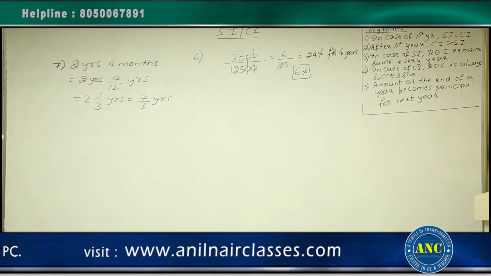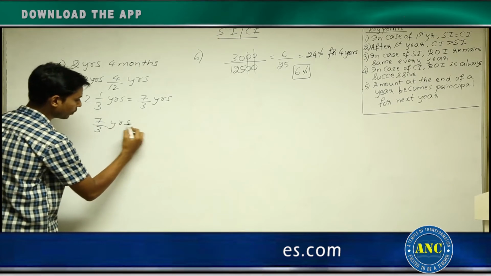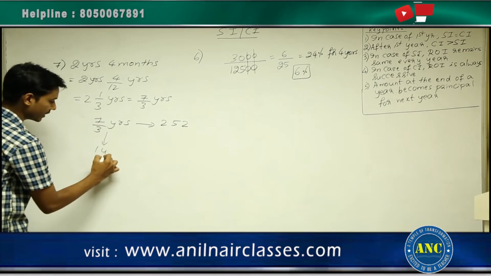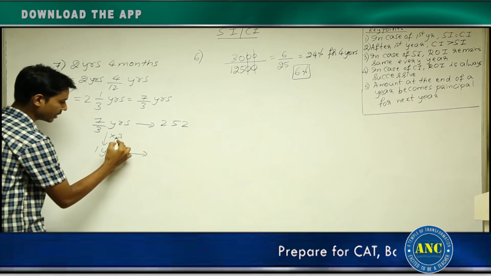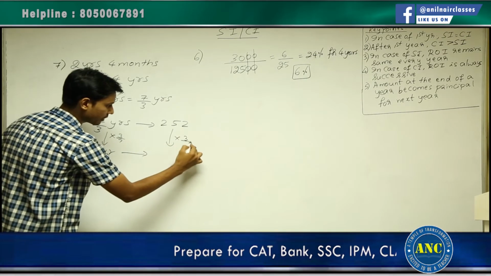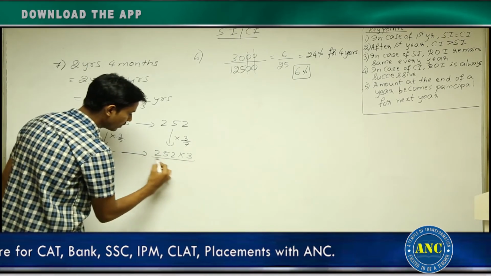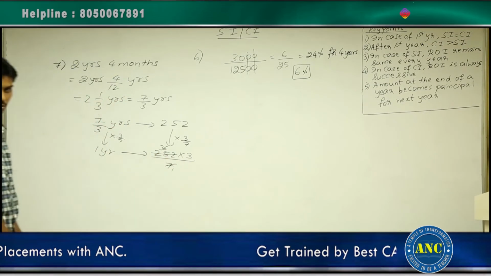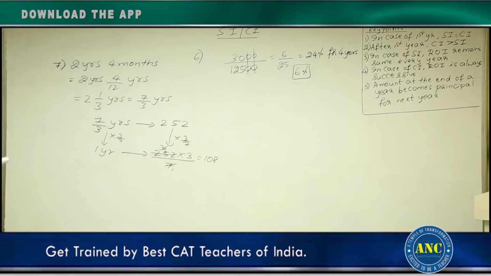A sum of 1,600 gives a simple interest of 252 rupees in 7 by 3 years. That means in 7 by 3 years you are getting 252 rupees extra. In 1 year how much will you get extra? 7 by 3 should become 1, so multiply by 3 by 7. This also we multiply by 3 by 7. Understanding the approach? What is 252 into 3 by 7? 7 into 36 is 252, so it is 36. What is 36 into 3? 108. Okay.